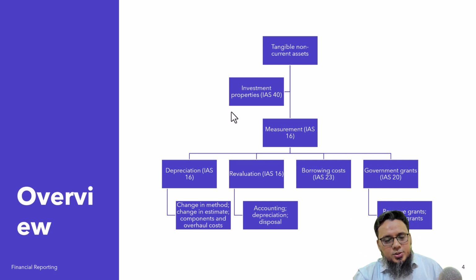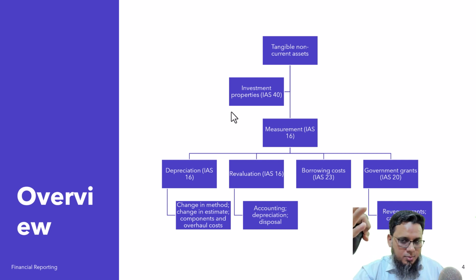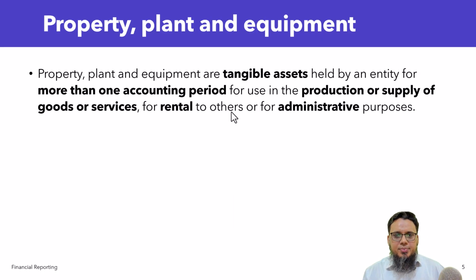Two concepts related to non-current assets: borrowing costs and government grants, and in the government grant you have two types: revenue grants and capital grants. Starting from the basics, what are property, plant, equipment? Obviously, these are tangible assets which are held by an entity for more than one accounting period. If it is less than one accounting period, it's a current asset. So property, plant, equipment, these are tangible assets held by an entity for more than one accounting period, and the purpose is production or supply of goods or services, for rental to others, or for administrative purposes.